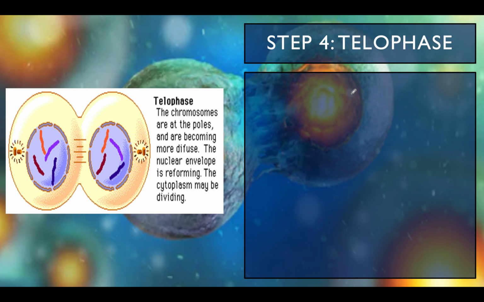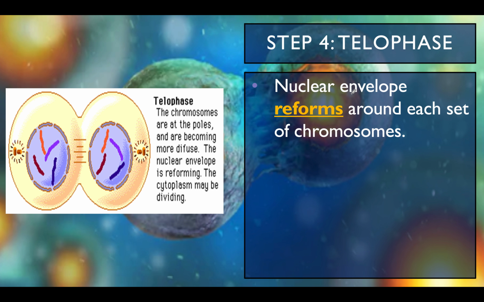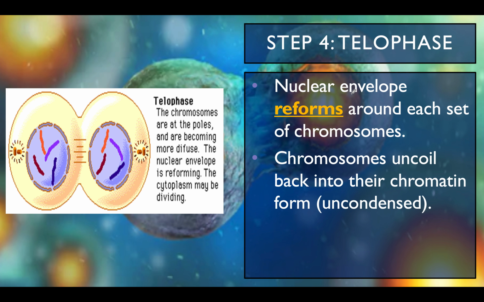Step 4. Telophase. The nuclear envelope reforms around each set of chromosomes, and chromosomes uncoil back into their chromatin form, back into their uncondensed form. Remember, chromatin and chromosomes are all made up of the same genetic material. The only difference is the arrangement. If it's a chromosome, it's pretty tightly coiled. If it is chromatin, it is not so tightly coiled, but it is the same genetic material. All of it is just DNA.